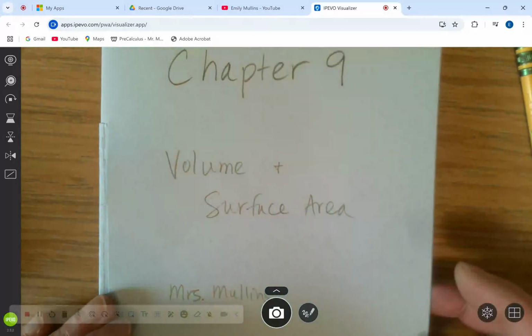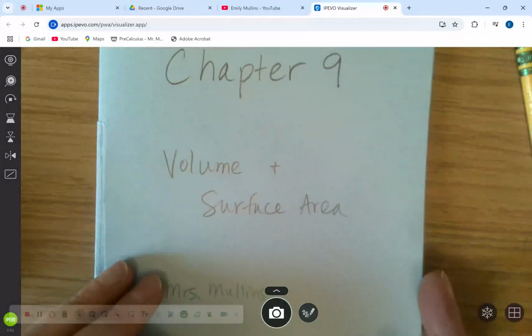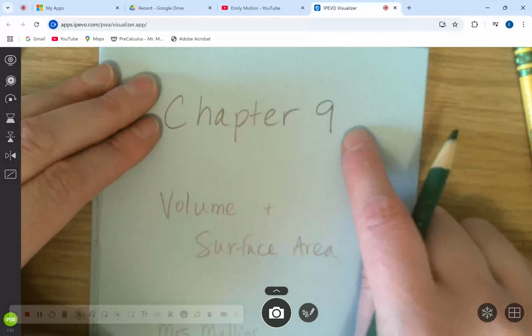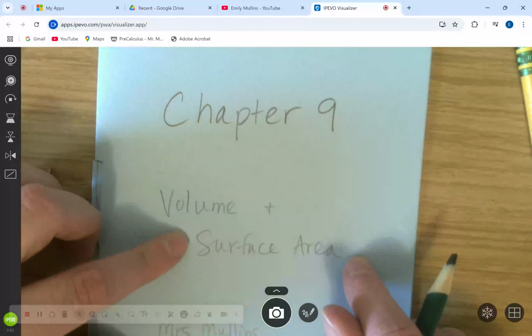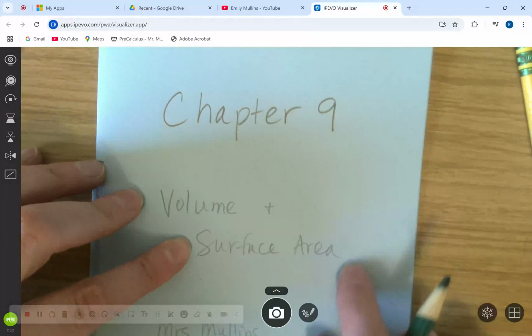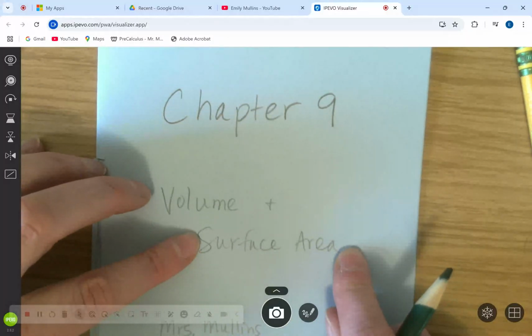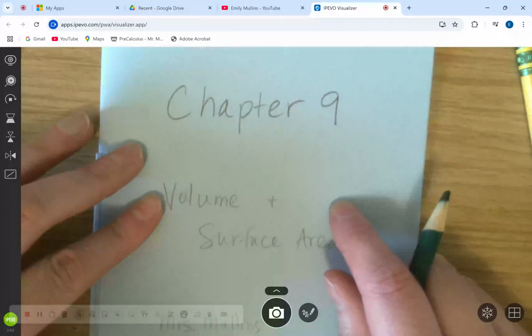We're using a little book this time, so we did directions on how to make this book in class, and for chapter 9 we're looking at surface area and volume. I really should have written down surface area first. That's what we're doing first in this unit. Our first couple sections are going to be surface area, then we're going to switch to looking at volume.